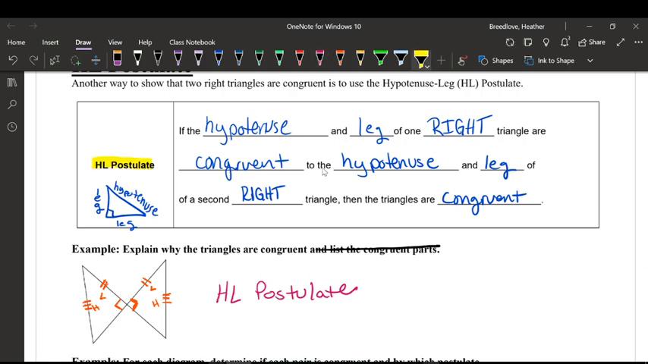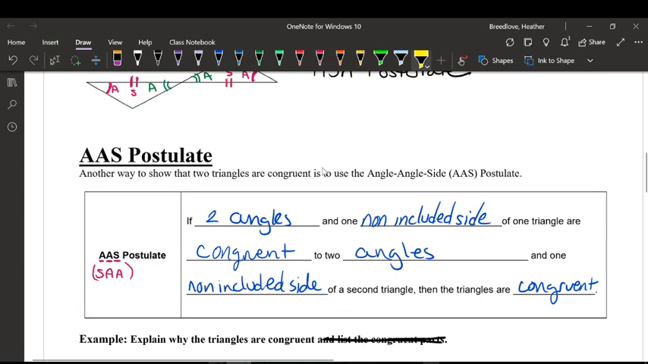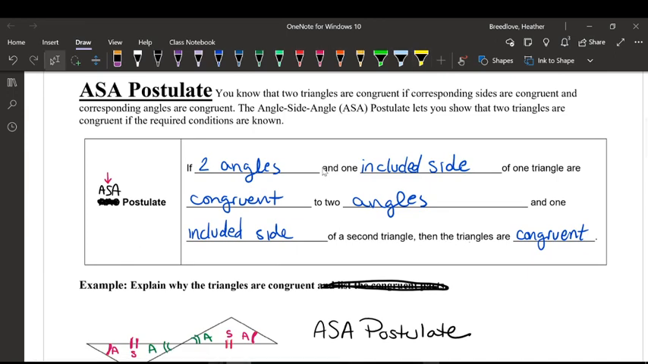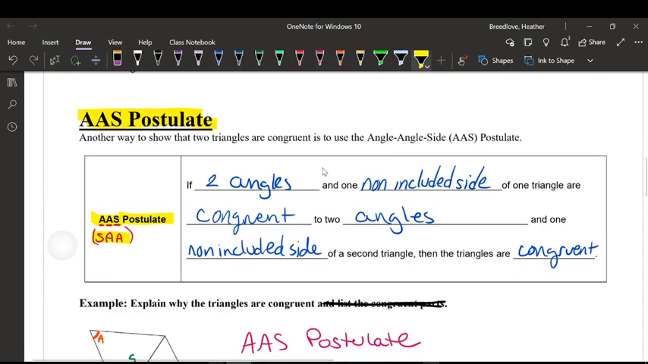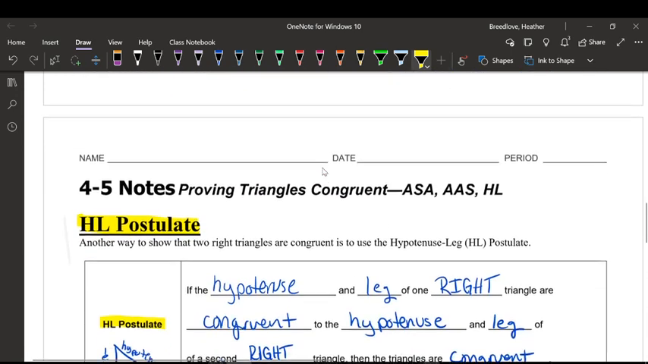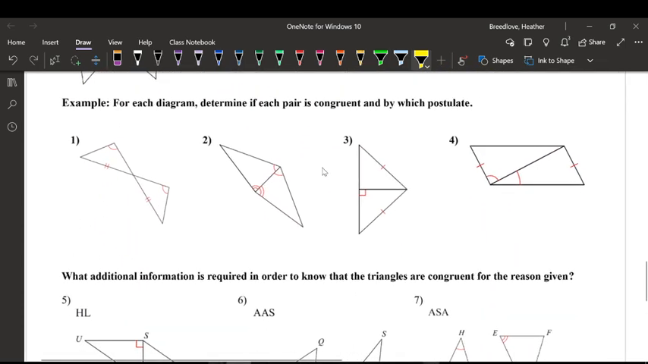So that's the three we're going over there. HL, angle, side, which is also SAA, AAS or SAA, doesn't matter which way you say it, and angle side angle. Two angles on the side with the side in the middle, two angles on the side with the side on the outside. Right triangle has its own HL, and now I have some samples to go through.